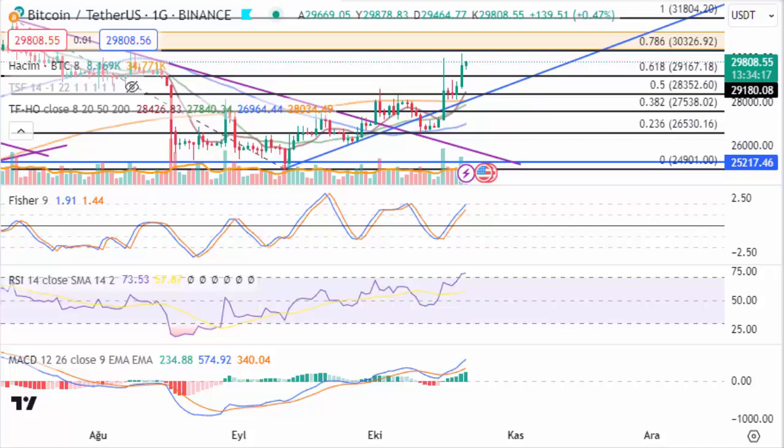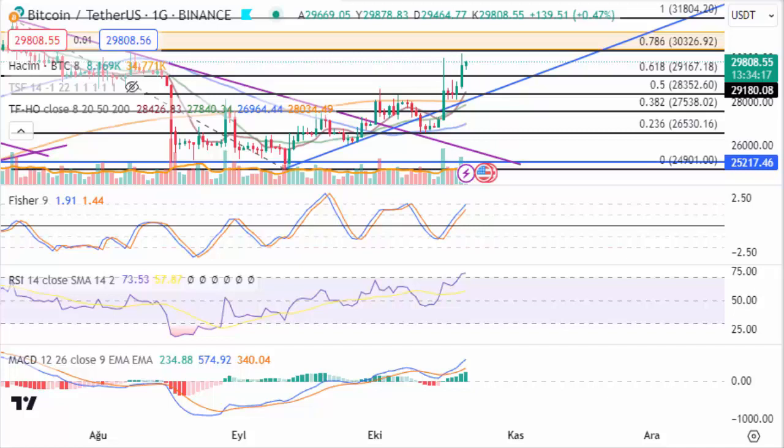Fisher indicator follows a rule: the further away from zero the Fisher value creates a breakout, the stronger it's interpreted. We can see that Fisher is currently at around 1.91, so it's quite far from zero. Breakouts in these regions can be interpreted as strong sell signals. So, it's important to be cautious in such cases.